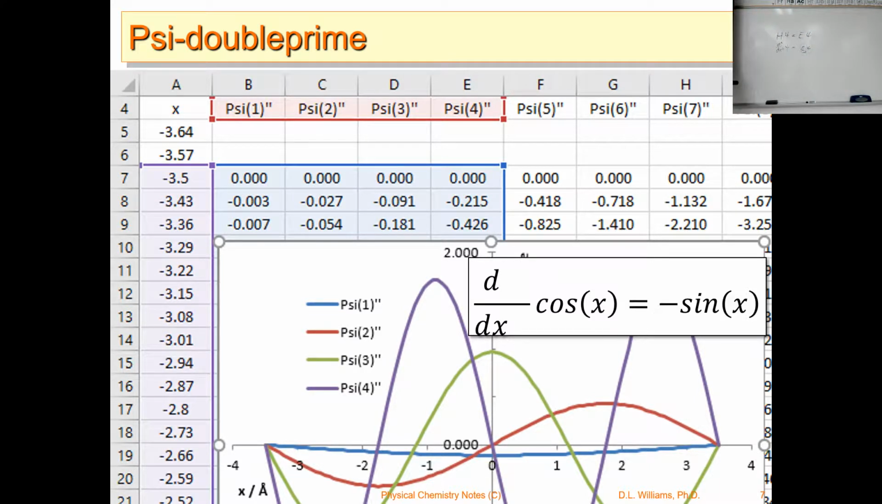You see, this ground state has a pretty small amplitude. First excited state quite large, and it gets bigger and bigger as we go. So we're actually seeing the Schrodinger equation graphically. As the amplitudes grow, we're seeing the higher energies of those excited states.